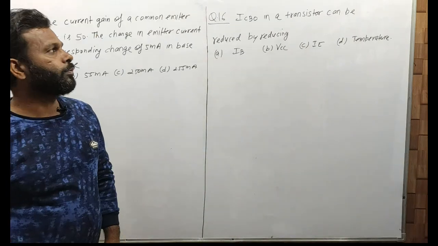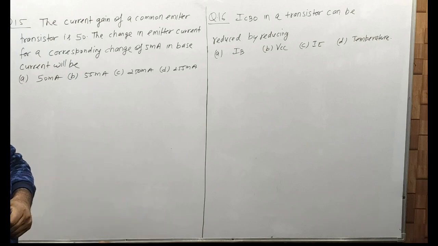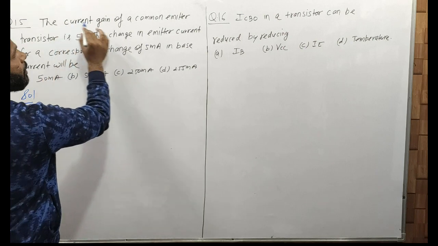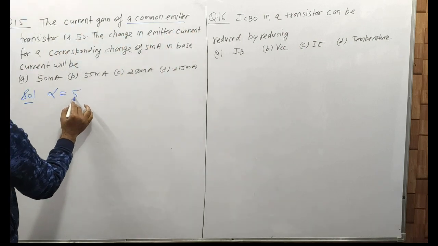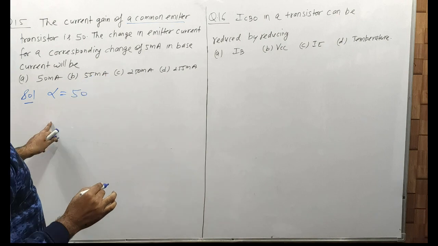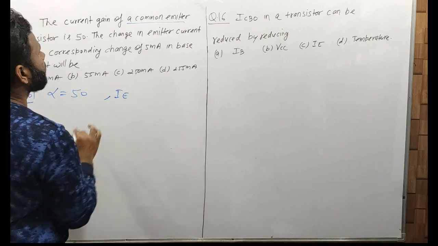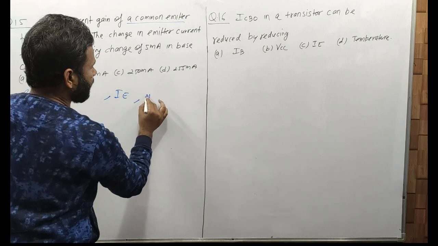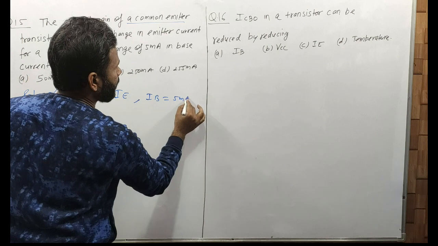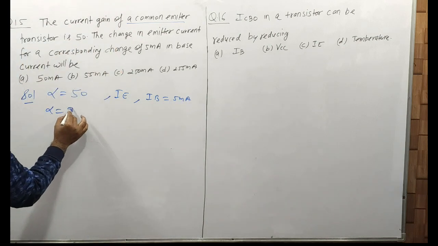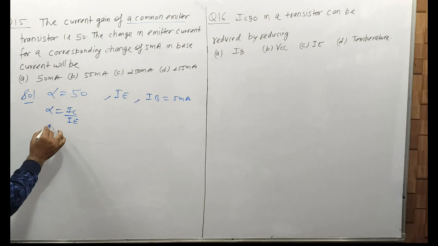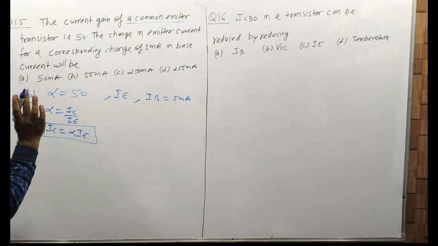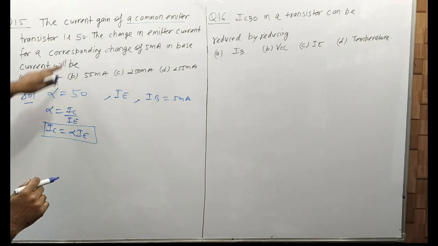Now let's see the next question. Now the 15th and 16th questions. The current gain of a common emitter transistor is 50, that is common emitter, so beta is given to you, that is 50. We have to find the change in emitter current for a corresponding change of base current of 5 milliampere. So base current is given to you, that is 5 milliampere. Now since alpha is IC upon IE, clear? Then IC is alpha times IE. Clear till here? So alpha is 50, so IC is alpha times IE.